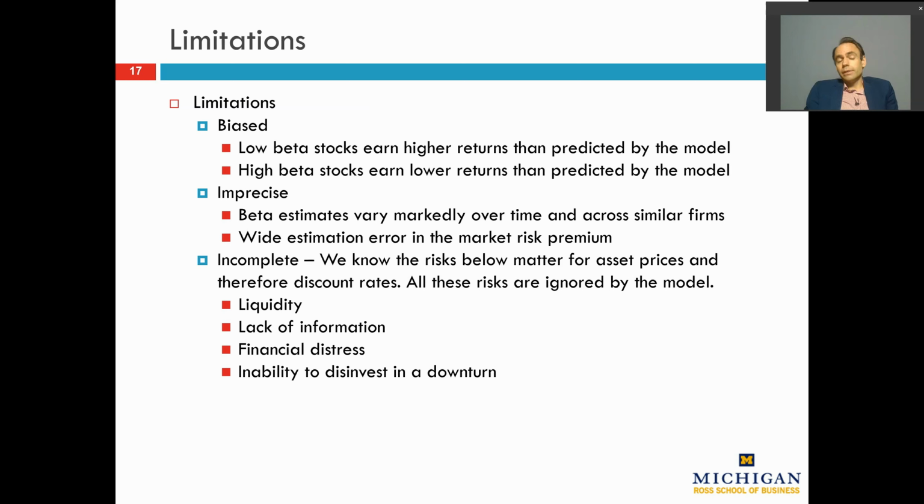And finally, the capital asset pricing model is incomplete. We know other risks matter for asset prices and therefore discount rates, and these risks are ignored by the model. So 4 risks which we know with a high degree of confidence actually matter for asset prices and therefore returns are liquidity.